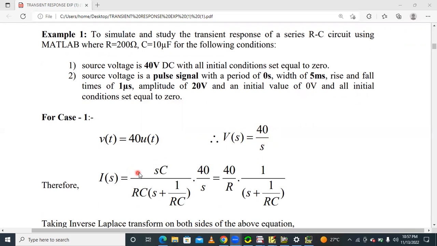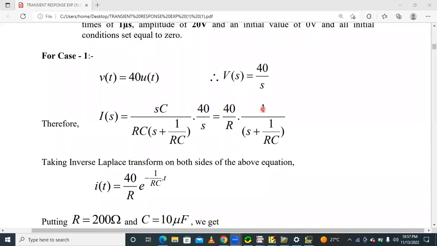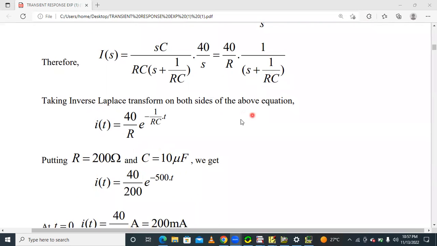Then I of s: we know I is equal to V by Z. In a series RC circuit, the impedance expression is R plus 1 by SC, which gives SC divided by RC into S plus 1 by RC. V is 40 by S. Modifying this expression, we get 40 by R into 1 by S plus 1 by RC. Taking the inverse Laplace transform on both sides, I of t is equal to 40 by R into e power minus 1 by RC into t.